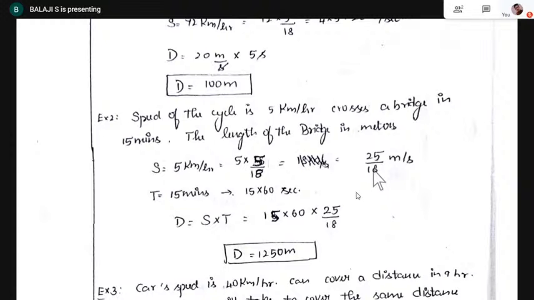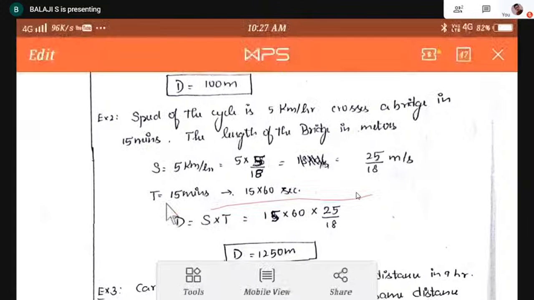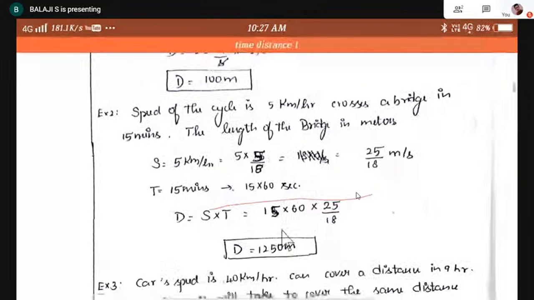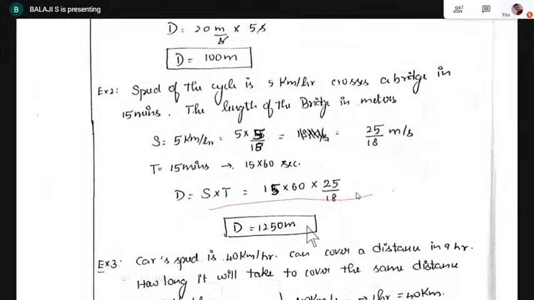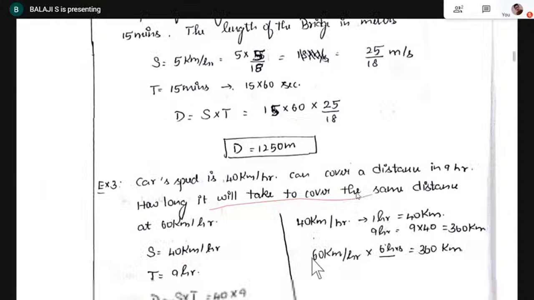Then the time is 15 minutes. How many seconds is there in 15 minutes? 15 into 60 seconds. Let's keep that aside. Then what is the distance? Distance equal to speed into time. You see, 15 into 60 seconds into 25 divided by 18 meter per second. Now second and second will cancel, and if you do the simplification you will get the distance, 1250 meter. So simple, right? Okay, let me move on to another problem.